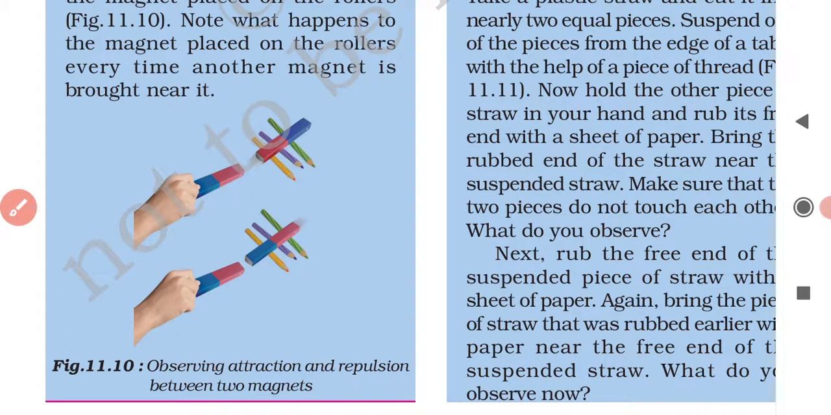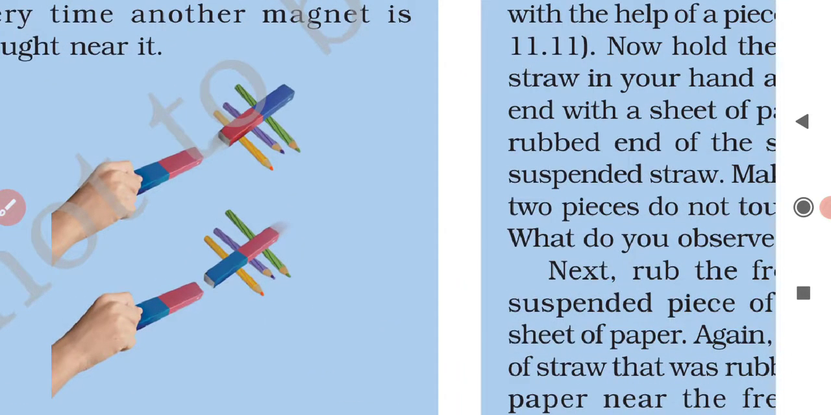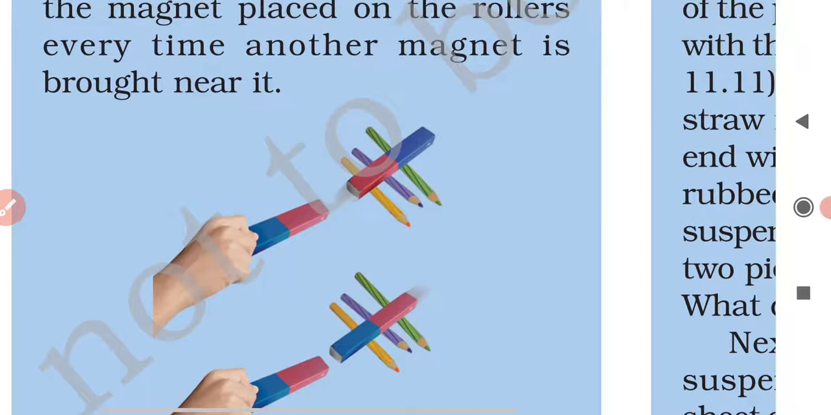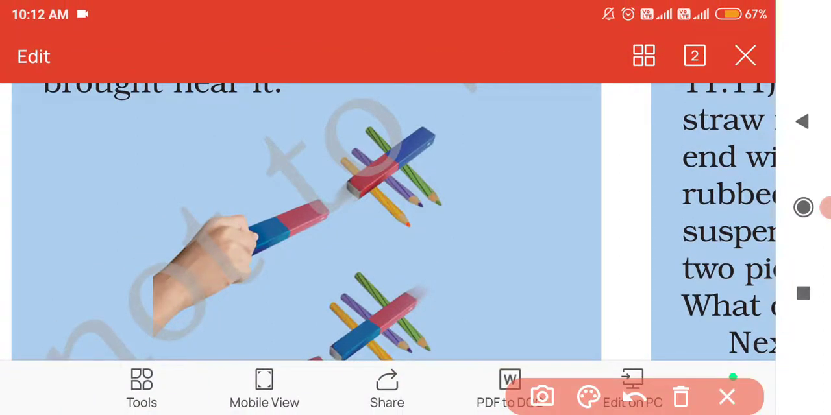Then you have to place one of the bar magnets over three wooden rollers, or if you don't have wooden rollers with you, you can take three round pencils also, as shown in this figure. Okay, three round pencils they have taken, and you have to place one of the bar magnets over three round pencils, as shown in this figure.